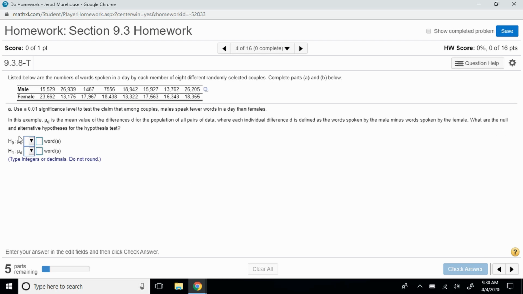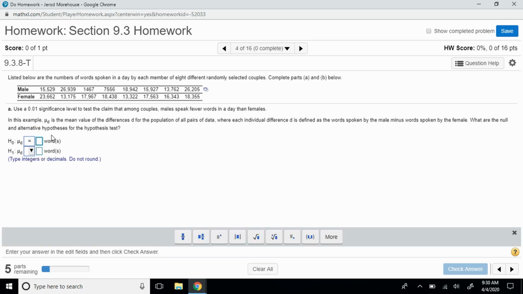What are the null and alternative hypotheses for the hypothesis test? Well, the null is always an equals to, and if they were the same, the mean difference would equal 0.